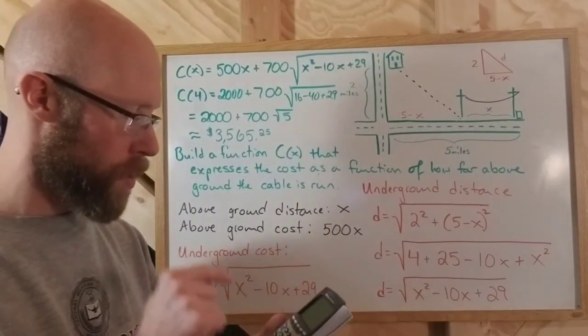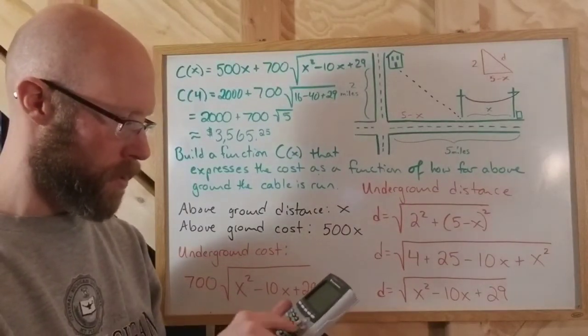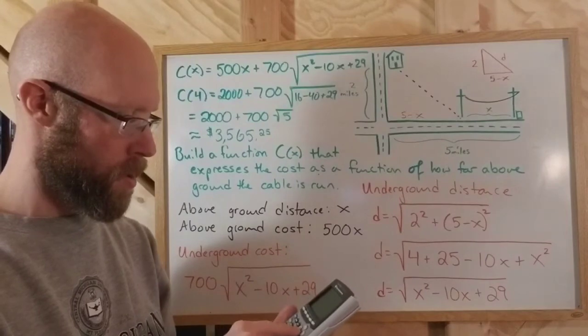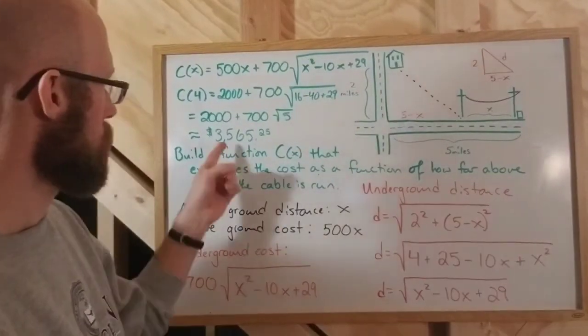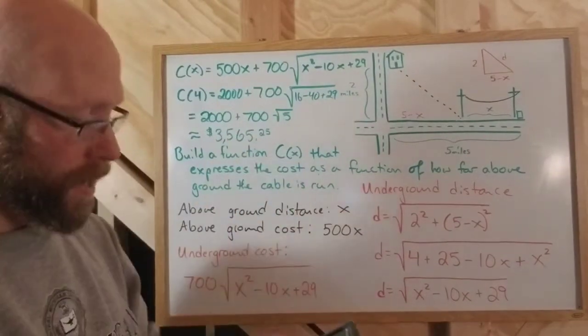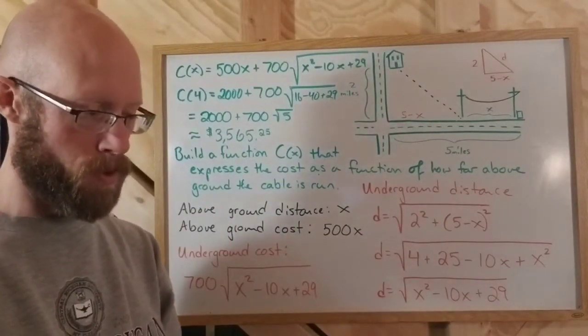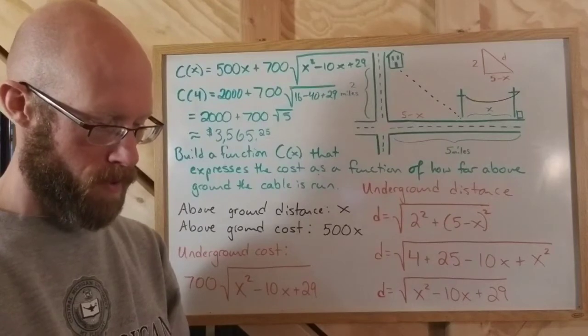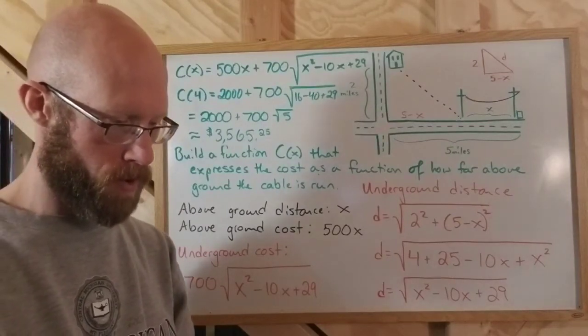So I'm going to go to my window, and my x values, I'm going to go from 0 to 5. And my y values, I know I've got to get all the way up at least to 4,000, right? Got to get up above that number. Maybe a little higher than that. Let's go 4,500. Let's go 0 to 4,500.